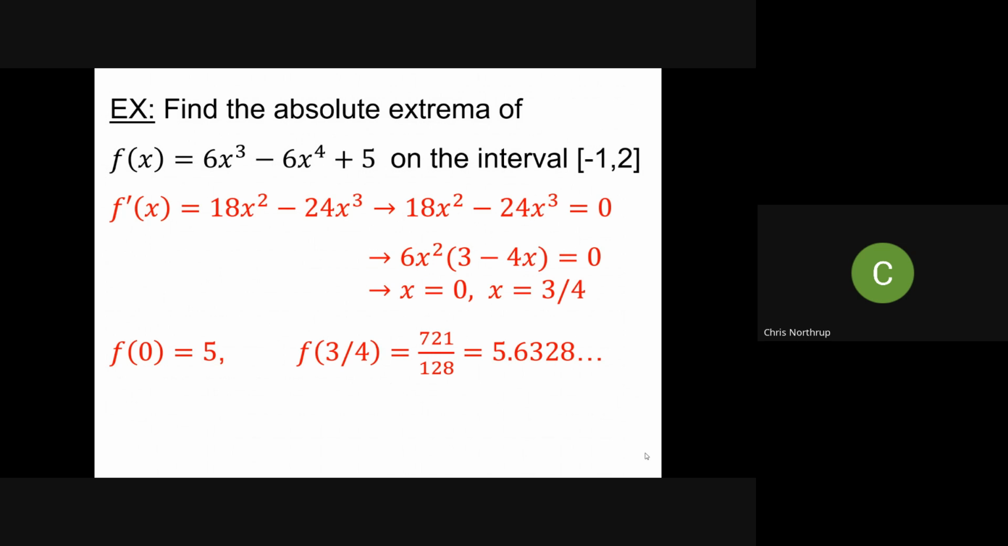But like I said, that's the one step people forget. That interval, -1 to 2, I need to make sure that I evaluate my function at -1 and at 2. If I do that, it looks like I actually get an absolute minimum of -43. And it seems like my absolute maximum was f(3/4), which is about 5.6 and some change. That should do it for you and get you started on those questions on Schoology.